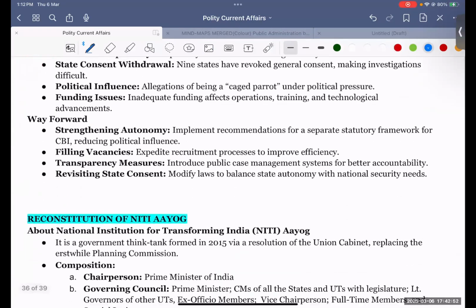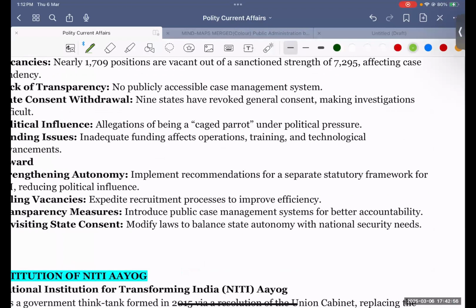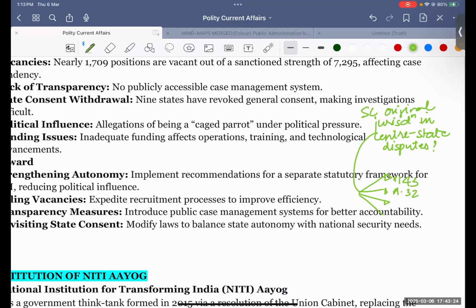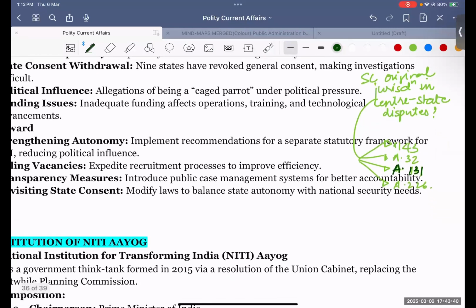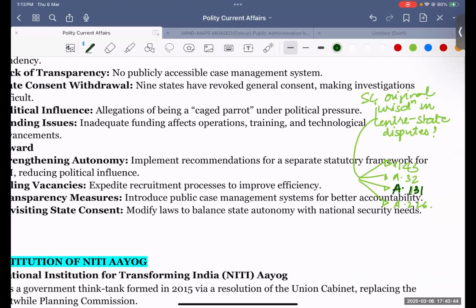Suppose you get a question saying under which article the Supreme Court has original jurisdiction in center and state disputes. Okay, then you get four options. Article 143, Article 32, Article 131, Article 226. What is the correct answer? Yes, anybody can answer. The correct answer is Article 131. Okay.